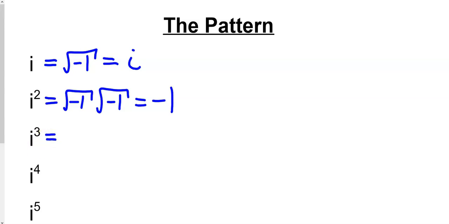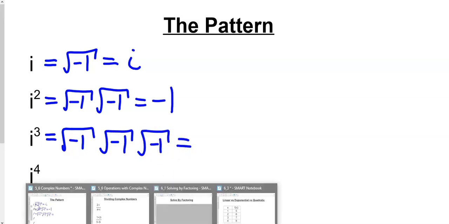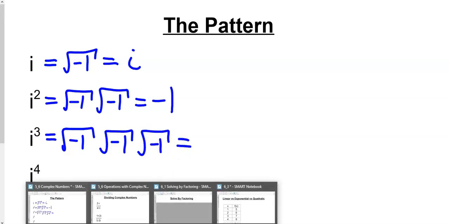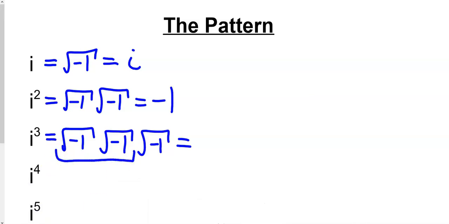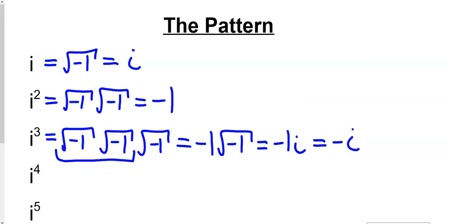Down here, i cubed really looks like the square root of -1 times the square root of -1 times the square root of -1. Well, we just talked about this a moment ago, where these two guys right here, we know they form -1. And then we just have left the square root of -1. Well, if we put all this back together, don't we know what the square root of -1 is? Absolutely. It's -1i, or in other words, what we call this is -i. So i to the third power represents -i.